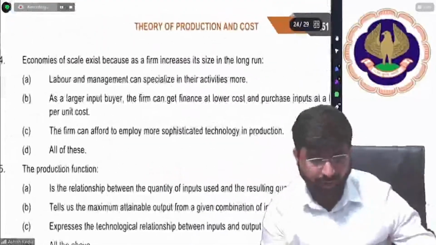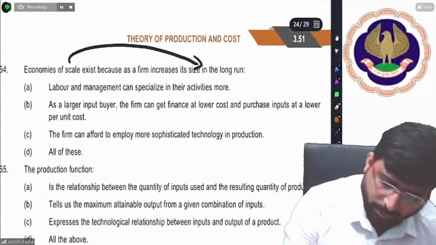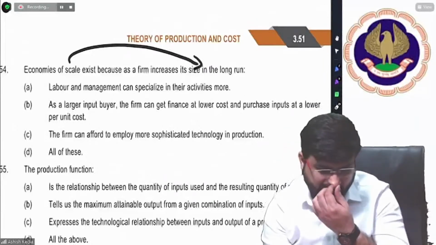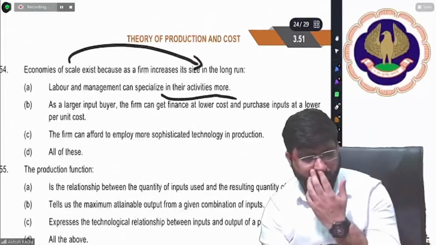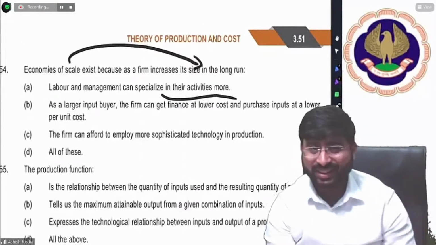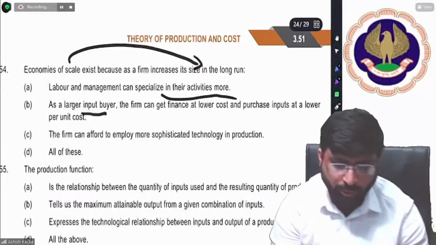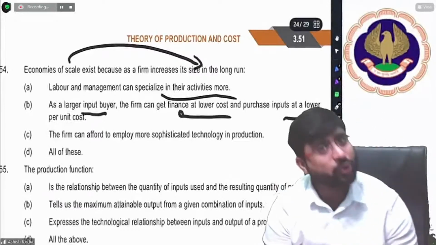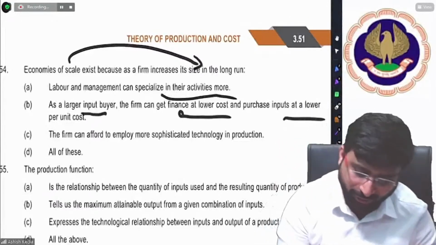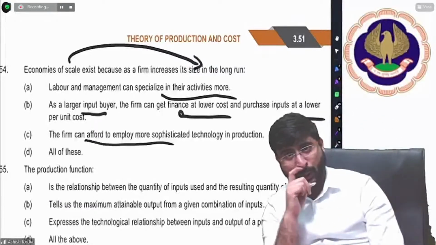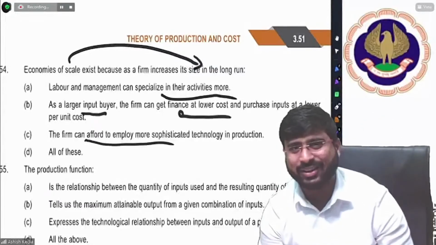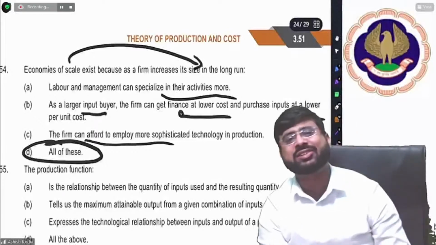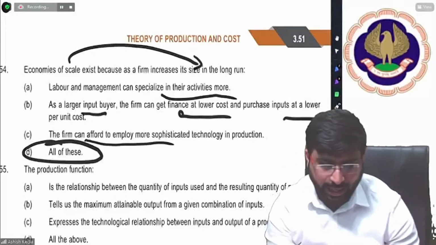Okay, economies of scale. All right. Economies of scale exist because as a firm increases its size in the long run, labor and management can specialize in their activities more. Yes, we have discussed this. Skilled labor. As a large input buyer, the firm can get finance and inputs at a lower cost. Yes, financial economies, we have done that. If you remember, the firm can afford to employ more sophisticated technology. Yes, we have studied that in technical economies, an internal economy. So all these are causing economies of scale, and hence all of these are absolutely correct reasons behind economies of scale. So it's absolutely correct.